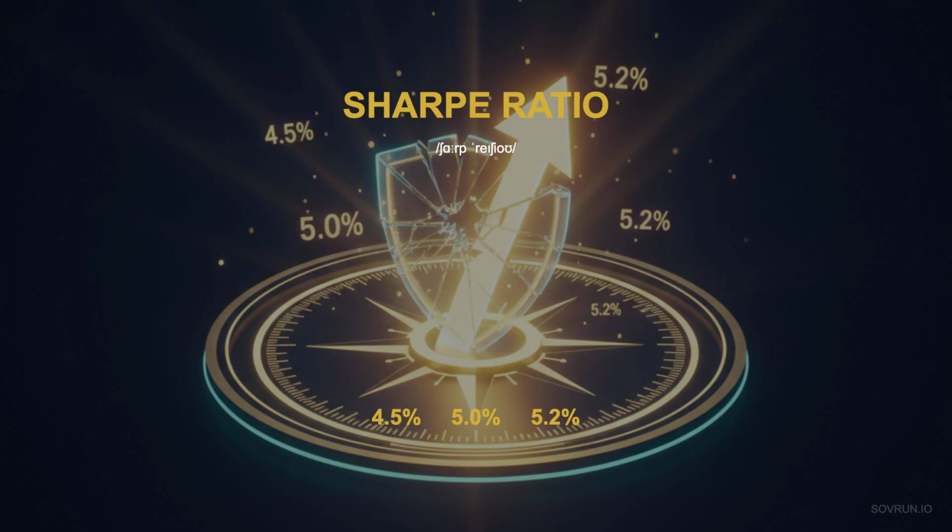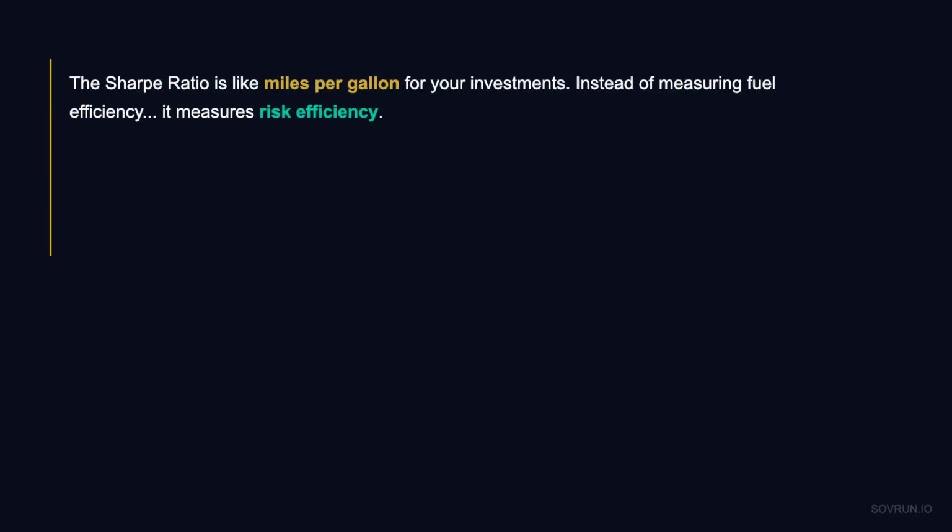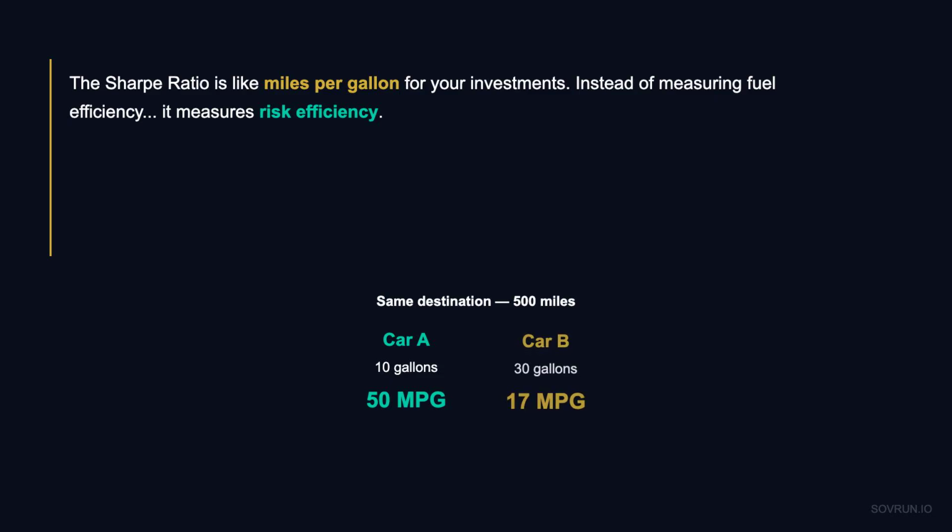Welcome to Sharpe Ratio. The Sharpe Ratio is like miles per gallon for your investments. Instead of measuring fuel efficiency, it measures risk efficiency. Imagine 2 road trips, same destination, 500 miles. One car burns 10 gallons, the other burns 30. Same outcome, wildly different efficiency. That's the Sharpe Ratio. How much return are you getting for each unit of risk you take?